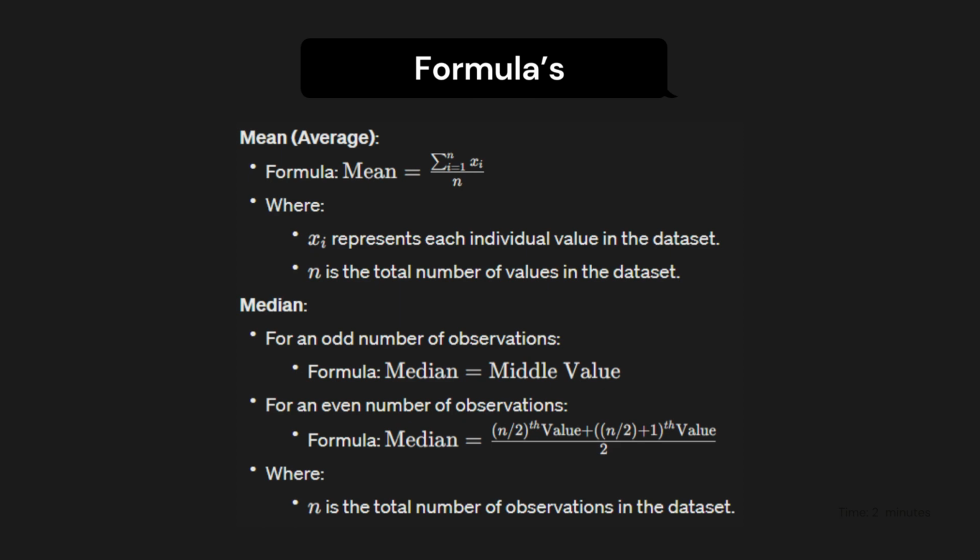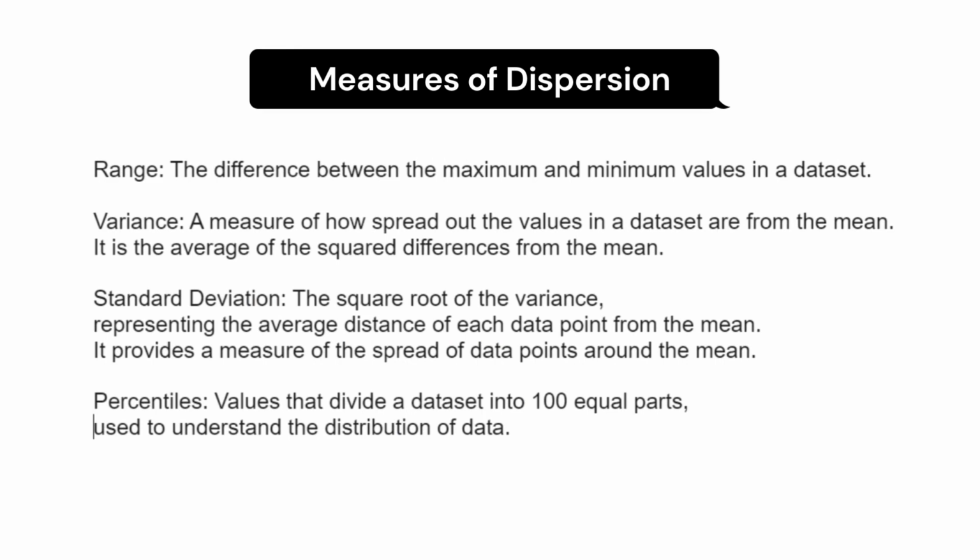And in case to find mode, which is nothing but the most frequent value, you will get your mode by only looking at the data. So I hope you got it. Now the second type of measures, which is measures of dispersion.